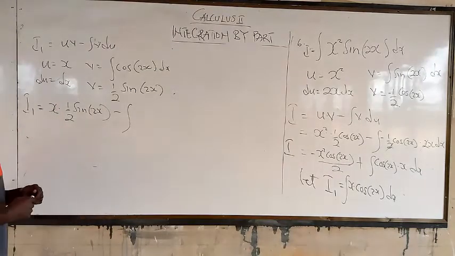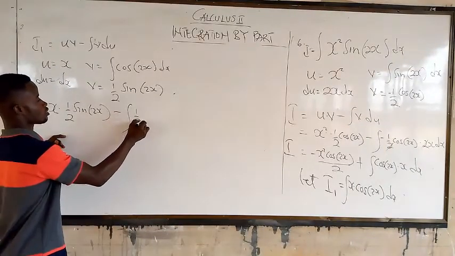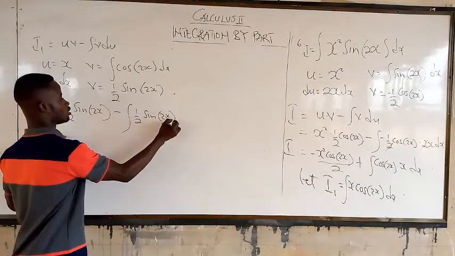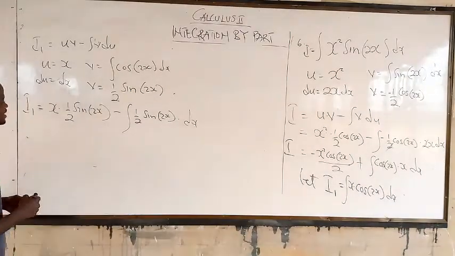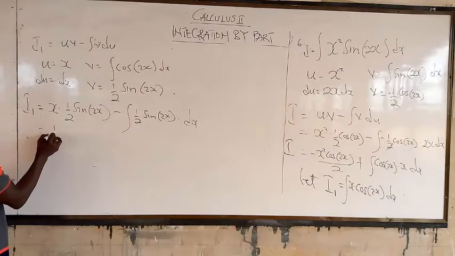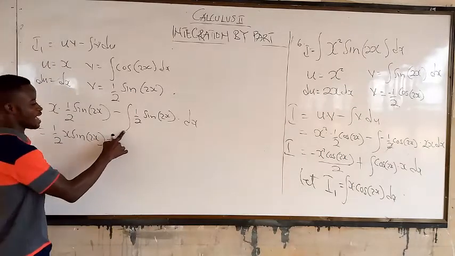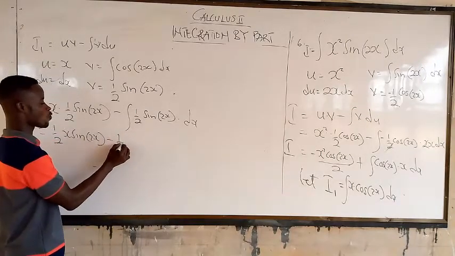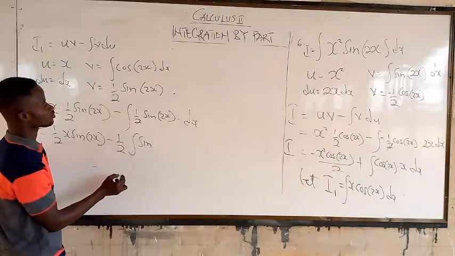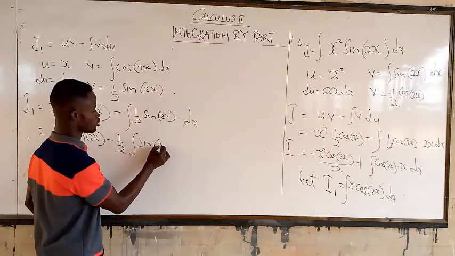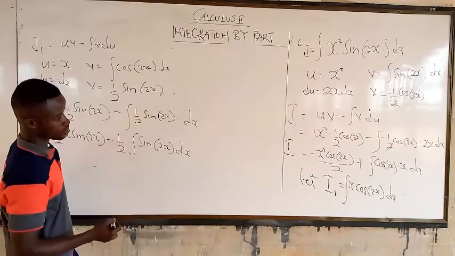How do we know that formula already? That is what is here. UV, okay, the integral of V du is ds. Very good. I hope you can see where we are getting to. Half s sine 2s minus, what is the constant here? 1 over 2 integral of sine 2s ds.